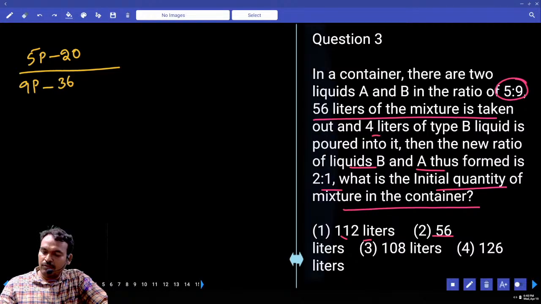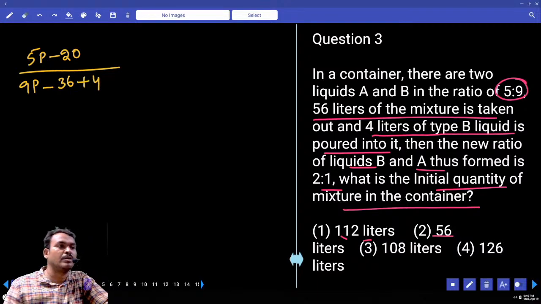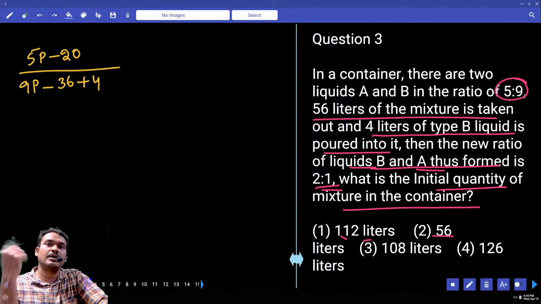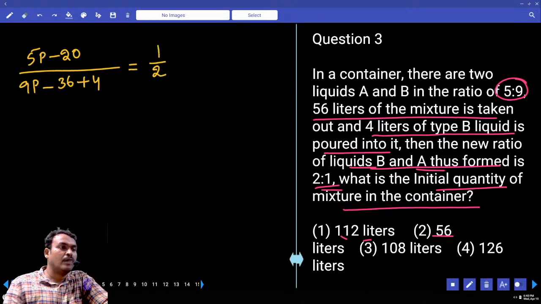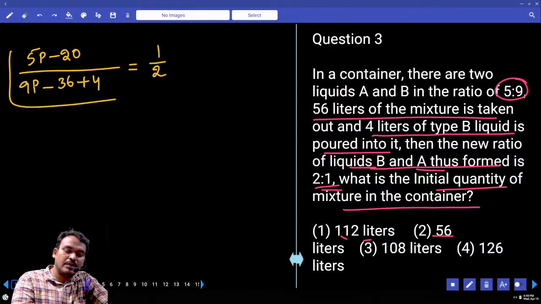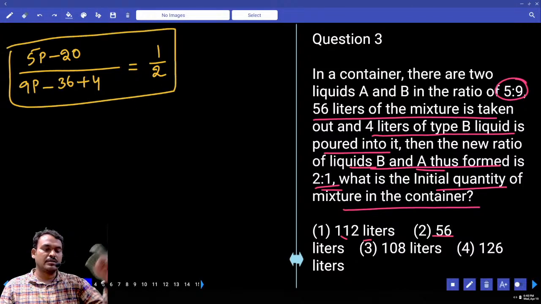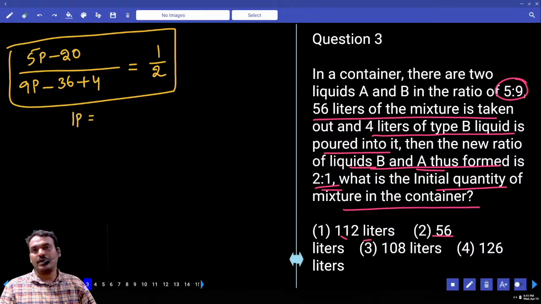Again 4 liters of type B liquid is poured into it, means plus 4 in the denominator or numerator? Denominator. Then the ratio of B and A is how much? 2:1. B 2 parts, A 1 part. That is equal to 1/2 or 2/1? 1/2. Simplify this one, we get the 1 part value or not? Just cross multiplication. 2 5s are 10 parts. 1 into 9 parts, 9 parts. Difference is 1 part. 2 into 20, 40.